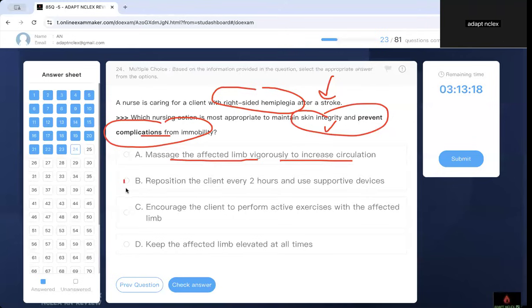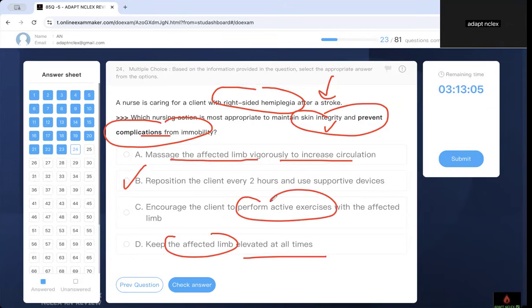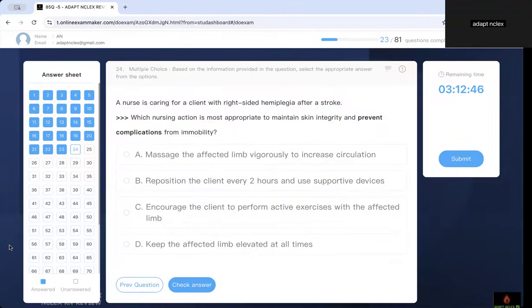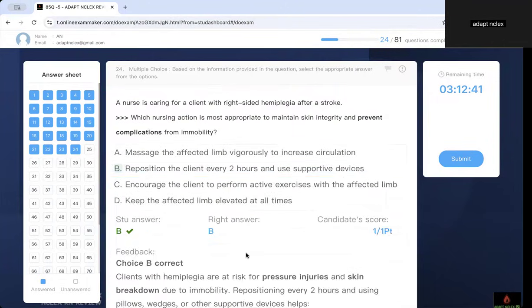I can tell you this is the right answer. Why? Affected limb elevated all the time. He has a stroke. That doesn't move. It's not going to help with the skin integrity. Passive active exercise. That leg does not move. He has a stroke. It cannot help with that. When you turn them, you support them. Prevent damage to the skin. Affected limb vigorously moving. You should not massage that area. It's a problem. Therefore, we know we're going to turn you to help you with that. This is the way we're going to do it.